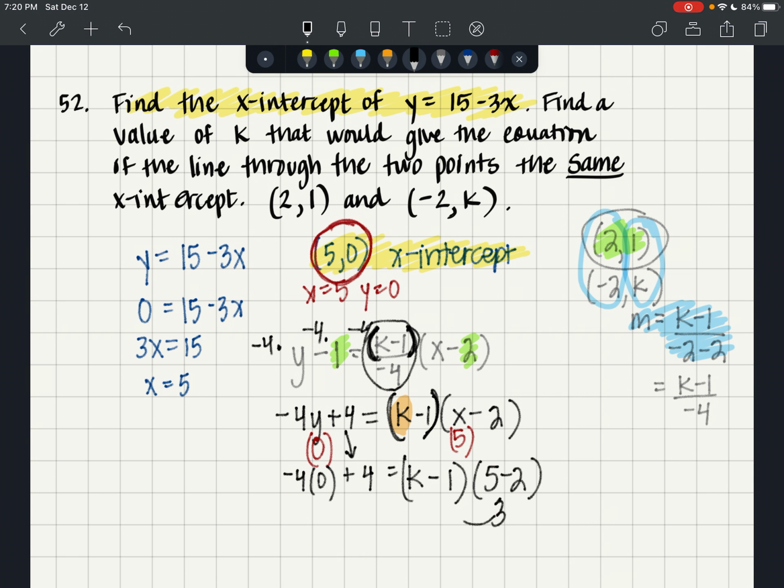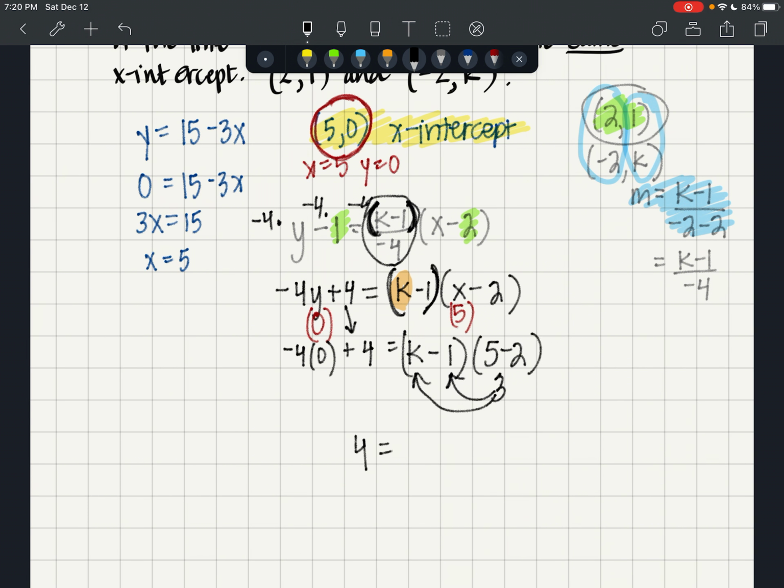And that's 3. So we're going to distribute the 3. We've got 4 equals 3 times k is 3k. 3 times negative 1 is negative 3. Add 3 to the other side and divide by 3. Right? Add 3 to the other side, we get 7. 4 plus 3 is 7. Then divide both sides by 3, and we get k equals 7 over 3.